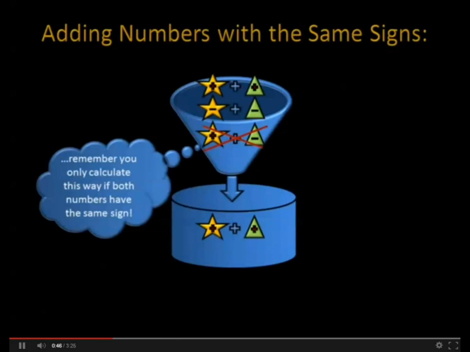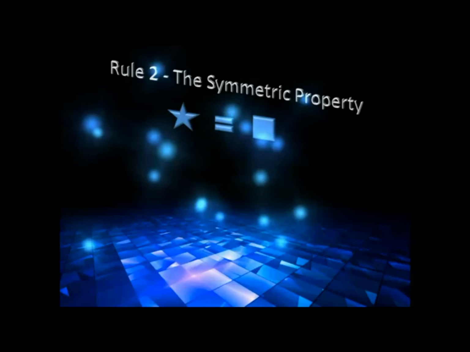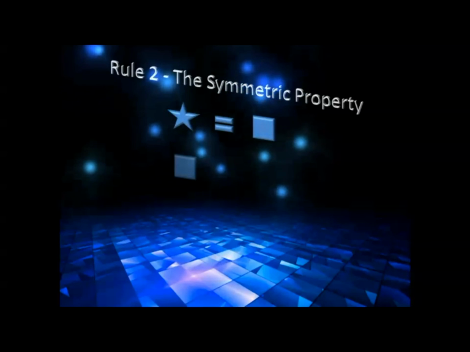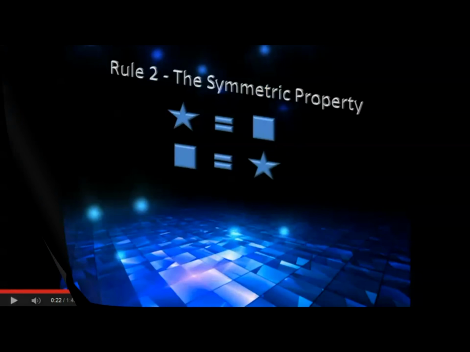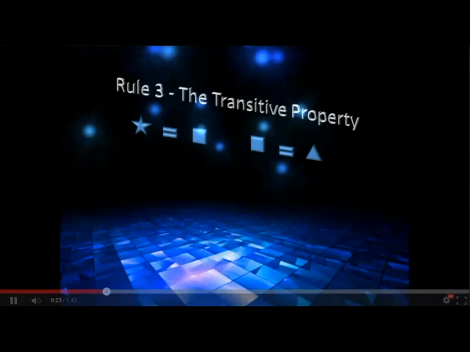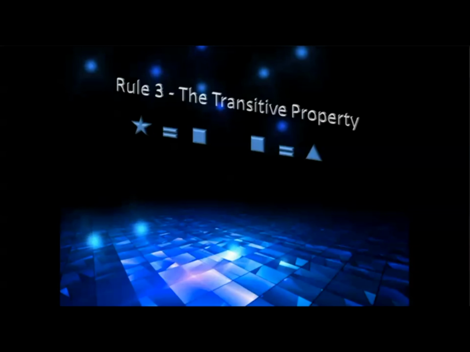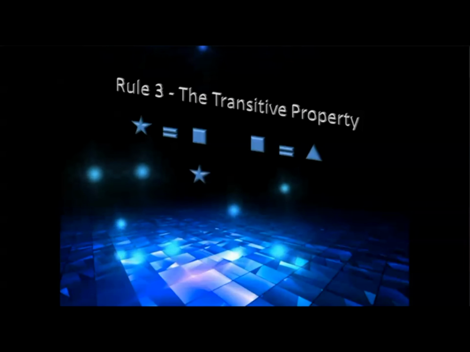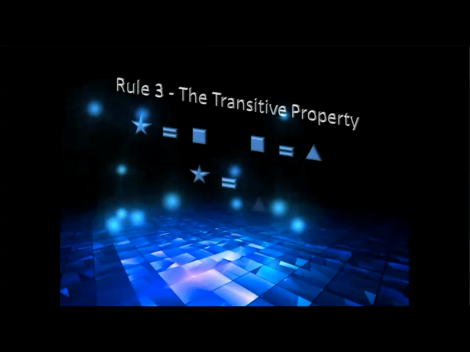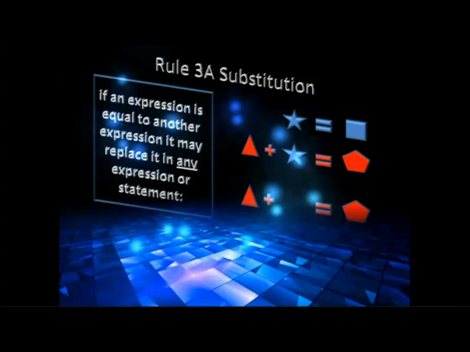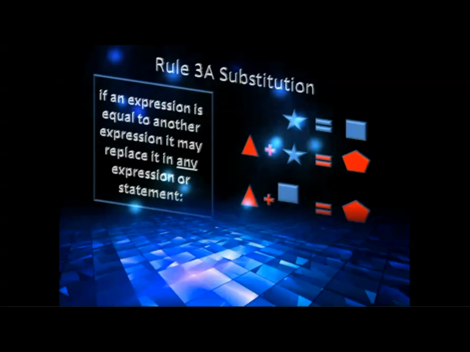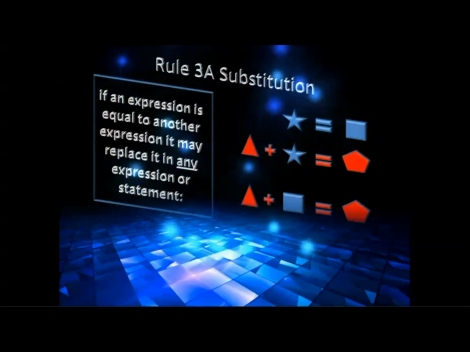If both are positive or if both are negative. The symmetric rule or property says that this can be written as the second expression is equal to the first expression. Then the transitive property, Rule 3, says that the first expression is equal to the third expression. Then you can replace the first expression by the second expression in that statement.